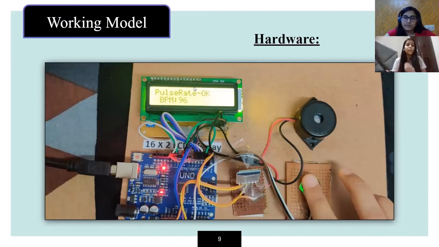The pulse which it is sensing is being displayed directly on the LCD monitor. The exact value of the BPM rate is being displayed. And as we know, 60 to 120 is a normal BPM rate. So it is also saying that the pulse rate is okay. Just in case the BPM value is not okay, it will display that the pulse rate is not okay.